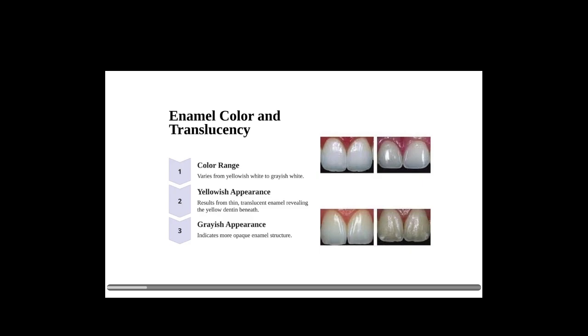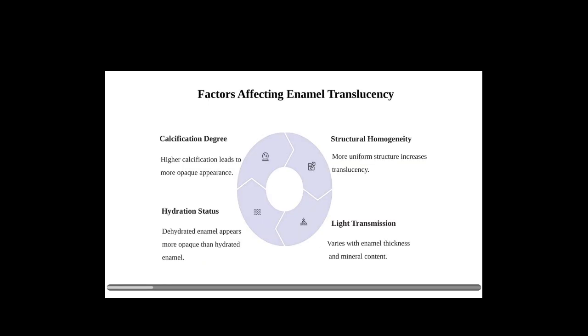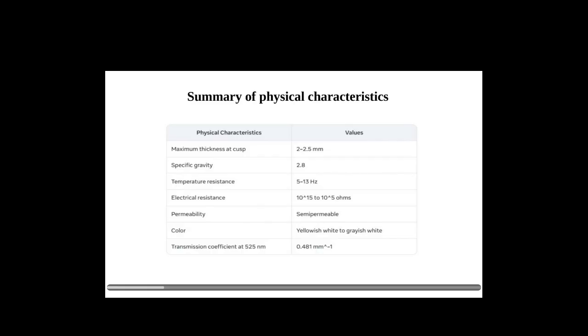A yellowish appearance occurs when thin, translucent enamel reveals the yellow dentin beneath. Conversely, a grayish appearance suggests a more opaque enamel structure, affecting its translucency and overall aesthetic. Enamel translucency is influenced by calcification degree, where higher calcification results in opacity. Structural homogeneity enhances translucency, while light transmission is affected by enamel thickness and mineral content. Additionally, hydration status plays a role. Dehydrated enamel appears more opaque compared to hydrated enamel. This table summarizes physical characteristics of enamel.